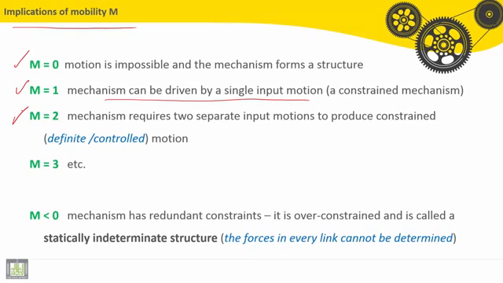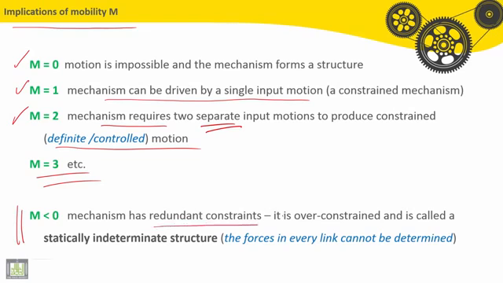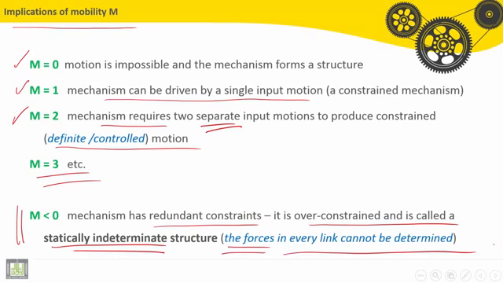If M equals 2, so the mechanism requires two separate input motions to produce constrained, that means defined or controlled motion, and etc. If the mobility M is negative, so mechanism has redundant constraints. It is over-constrained and it is called statically indeterminate structure. So the forces in every link cannot be determined.